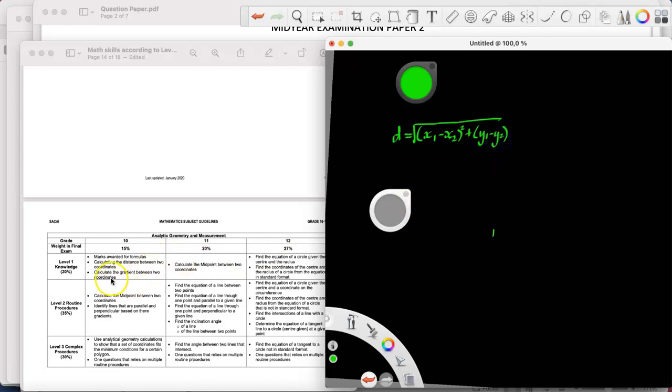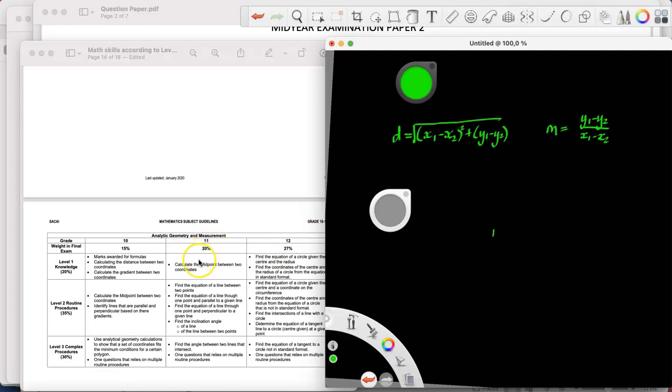The next thing is calculating the gradient between two coordinates. So the gradient formula is the next important one, which is y1 minus y2 over x1 minus x2. Does it really matter if they're the other way around? As long as the two y's are in the same order as the two x's. These two formulas are very important, and their application is level 1.